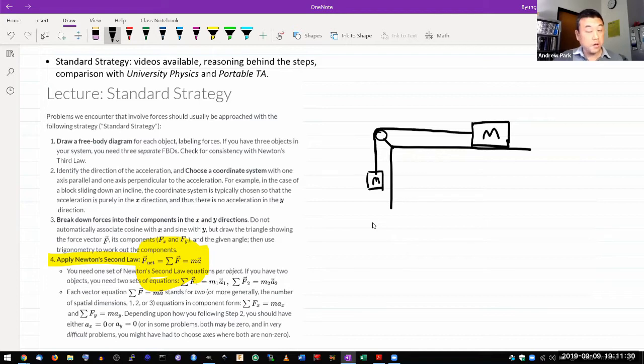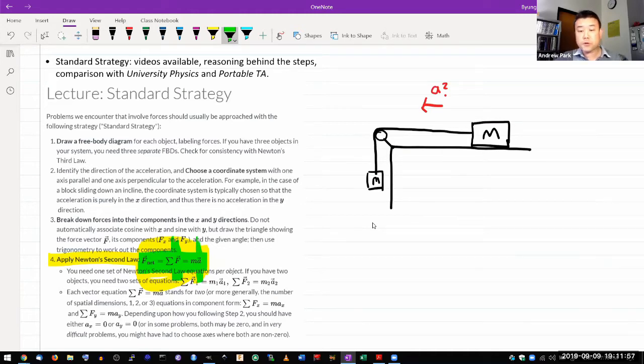And the key question that analysis of this setup is getting at is, what is the acceleration? And conveniently, that also is exactly what Newton's second law equation is getting at: given the forces, what is the acceleration that is caused by that force?